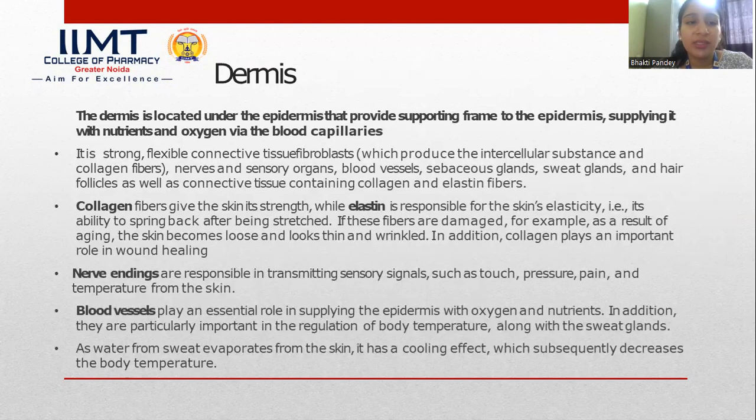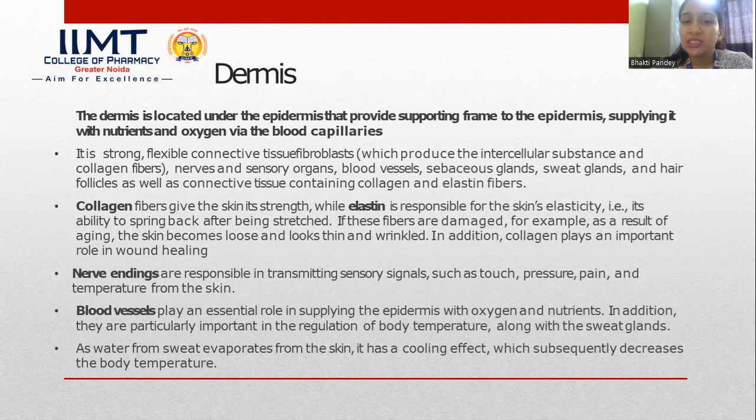Dermis layer. The dermis is located under the epidermis and provides a supporting frame to it, supplying it with nutrients and oxygen via the blood capillaries. It is strong, flexible connective tissue, containing fibroblasts, which produce the intercellular substances and collagen fiber.